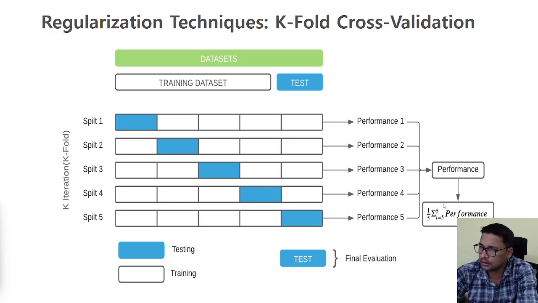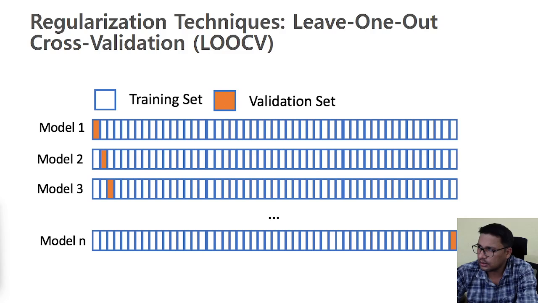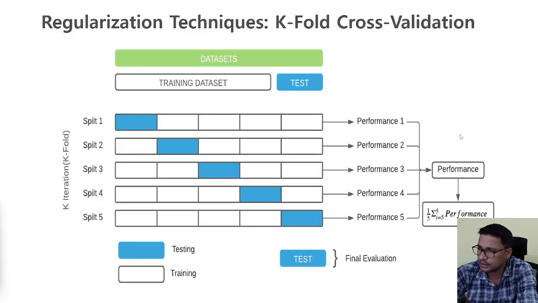This is somehow better than this leave-one-out cross validation, but these two cross validation methods are basically used in machine learning if we have a small amount of training data, okay?